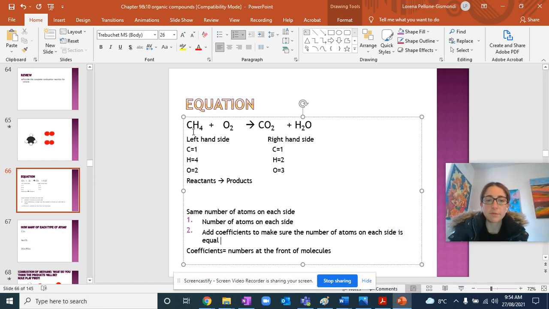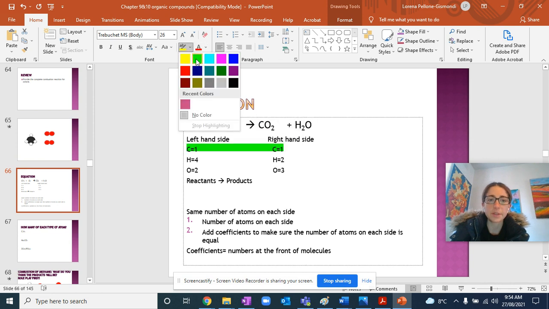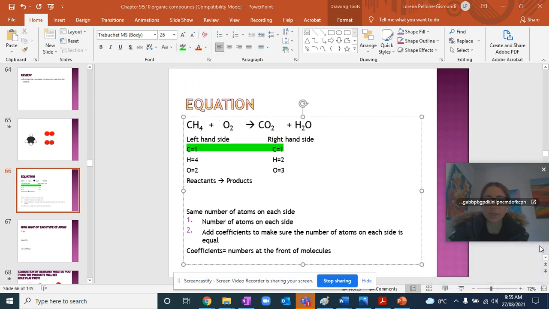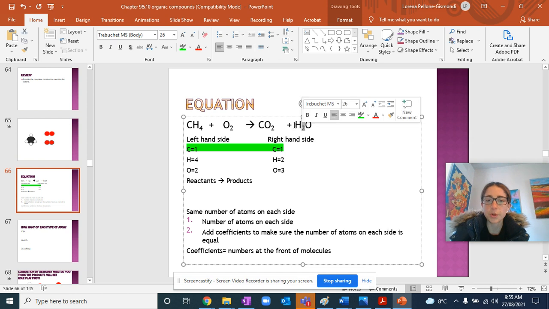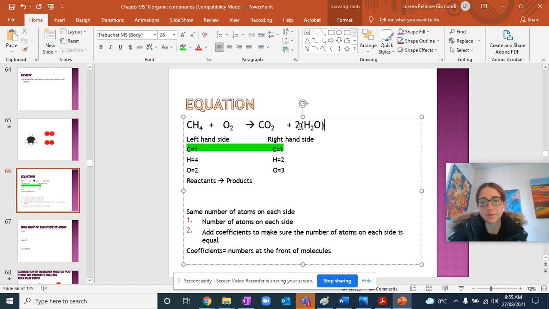So first we have 1 carbon atom on each side. Yep, balanced, perfect. I'll just highlight it in green if it's balanced. But then what we do is have a look at the hydrogen. There are 4 on this side and 2 on this side. We can't change that number to a 4. So all we can do is change the coefficients. Now this works like maths, where there's like a bracket there, and it multiplies everything in front of the bracket. So basically you've got 2 whole water molecules.